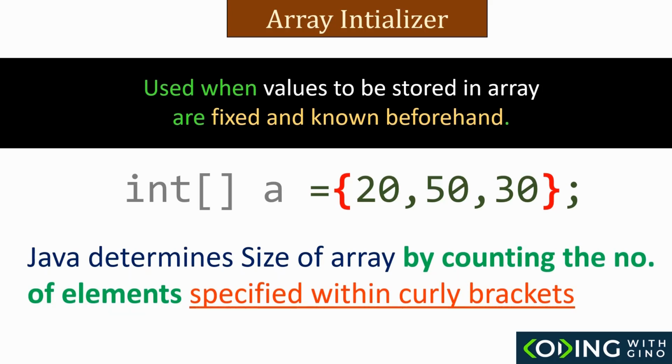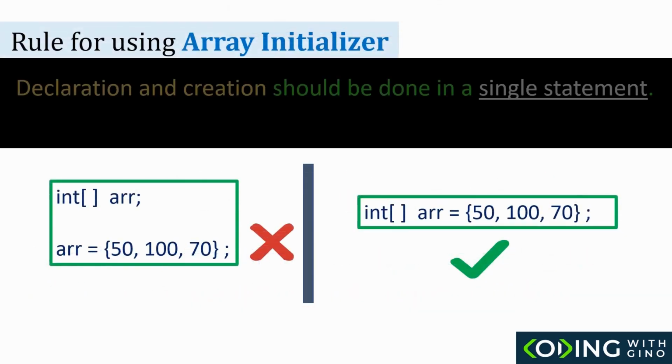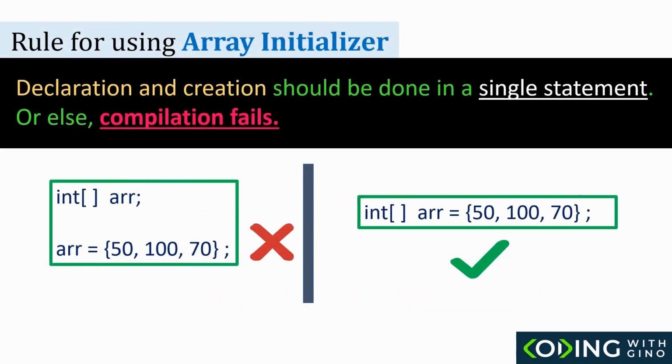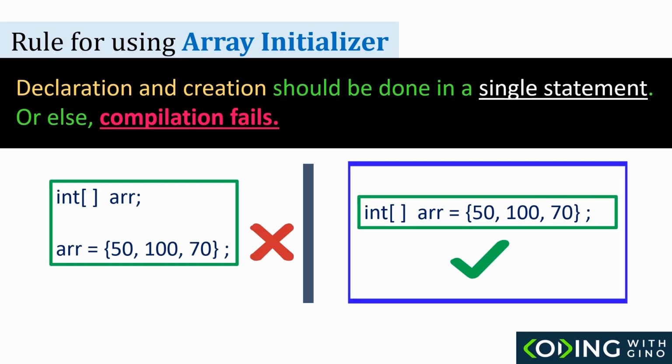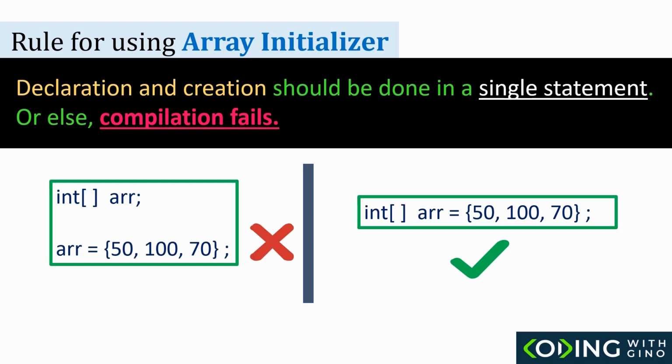This is usually used for testing purposes, but when creating an application, this syntax is rarely used. One last tip. When using an array initializer, declaration and array creation should be done in one step as shown on the right side. If we don't, compilation fails. Okay?